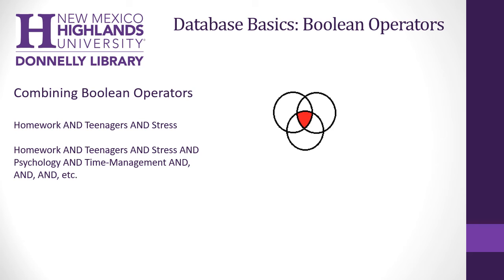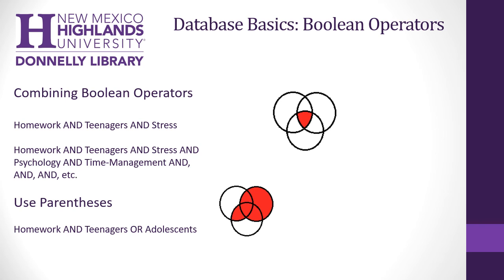But then what if we wanted to combine different types of operators in one search? In that case, we would use parentheses. It's important to understand that databases in general process Boolean operators in a certain order. NOT will always be processed first, followed by AND and then lastly OR. For example, if we typed into a database homework AND teenagers OR adolescents without any separations, the way I'm presenting it here, you will see homework AND teenagers processed first, and then the database will process OR adolescents.